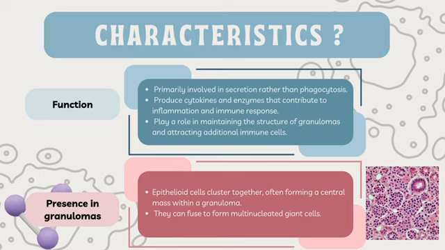Epithelioid cells are a hallmark of granulomas, which are small, organized collections of immune cells. In granulomas, epithelioid cells cluster together in the center. They may also fuse to form multinucleated giant cells, which are another key component of granulomas. Together, these cells wall off pathogens or irritants that the immune system cannot destroy, effectively isolating them.